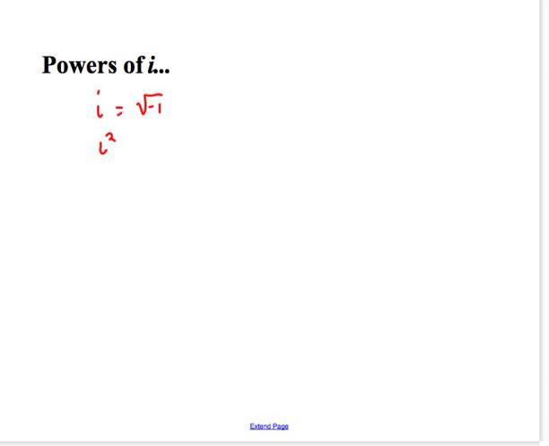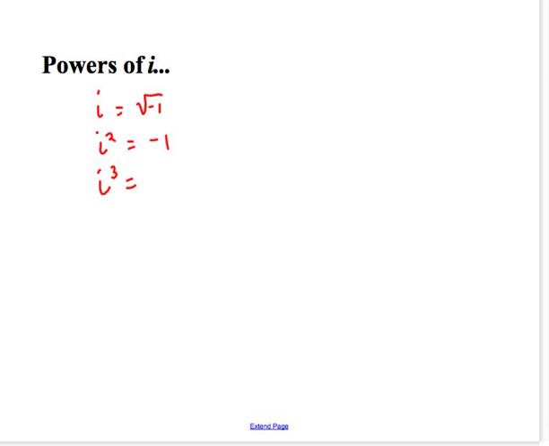And then the other one we've noticed so far is i squared. That would be taking i and squaring it. So that'd be the square root of -1 times the square root of -1. So this is -1.